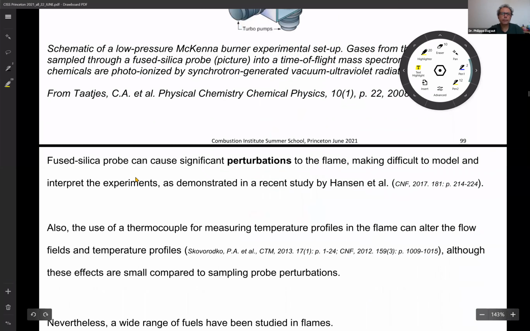A fused silica probe can cause significant perturbations to the flame, making it difficult to model and interpret the experiment. And this is especially the case close to the burner. This was demonstrated by Nils Hansen and co-workers in a combustion and flame paper in 2017. Also, the use of a thermocouple for measuring the temperature profile in the flame can alter the flow field and temperature profile, so the effect here is flow perturbation plus thermal perturbation, cooling. And this has been described in several papers in the literature, although these effects are generally small compared to sampling probe perturbation.